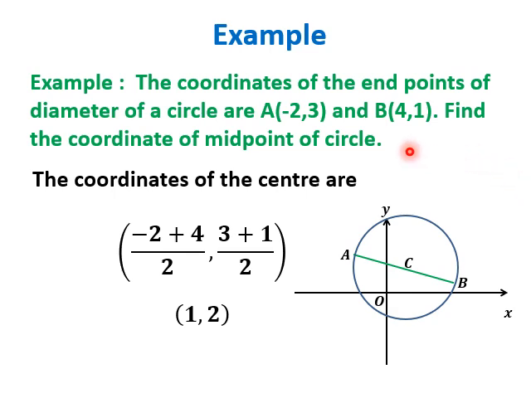Here we give an example. The end points of a diameter of a circle are A and B whose coordinates are given as -2, 3 and 4, 1. Find the coordinates of the center of the circle.